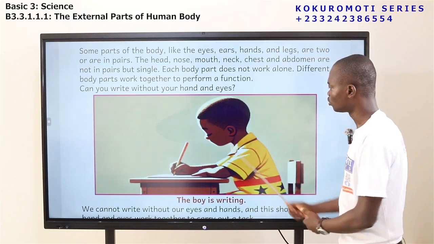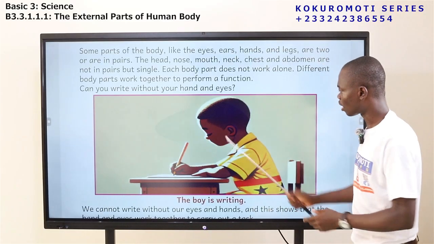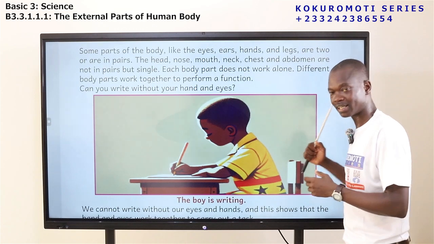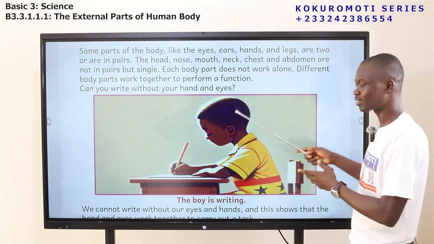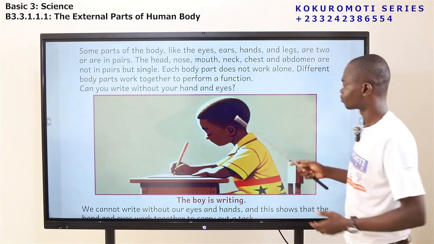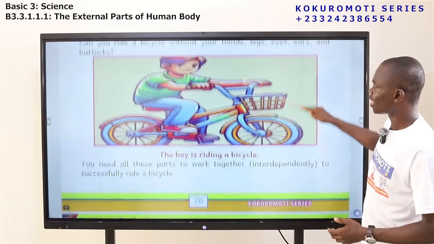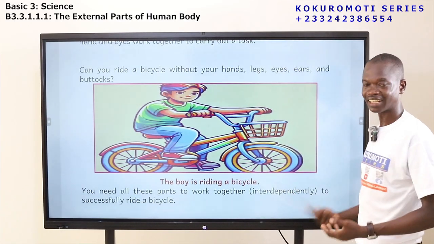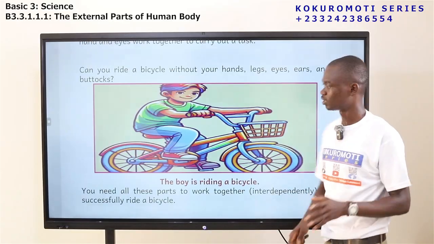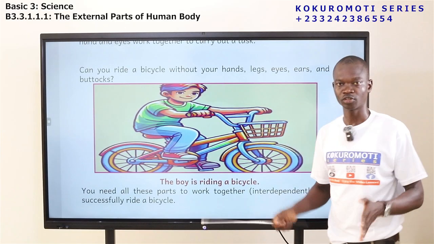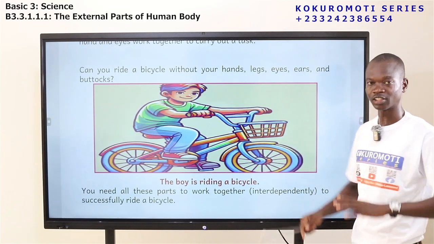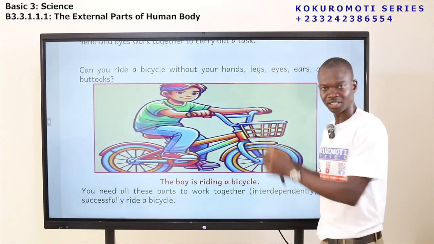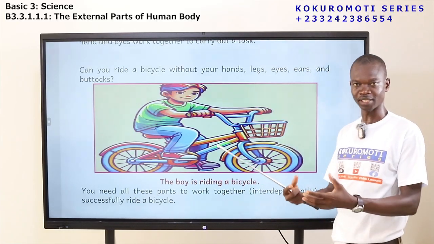If you are writing, our hands are needed, our eyes are needed, our bottles are needed, our brain is needed, which is the head. The head that contains the brain. So when you are riding a bicycle, same thing. If your hands are not there, it will be difficult for you to ride. If your legs are not there, it will be difficult for you to ride. If your eyes are not there, it will be difficult for you to ride. So the activity here is riding. This activity needs different parts of the body.